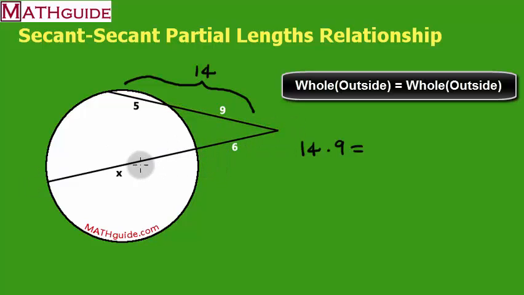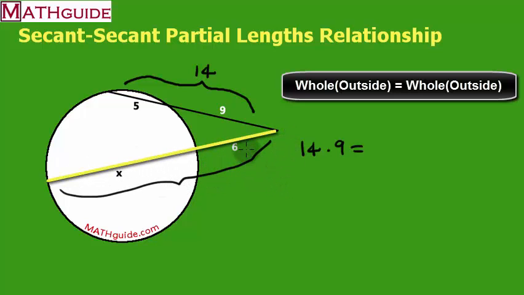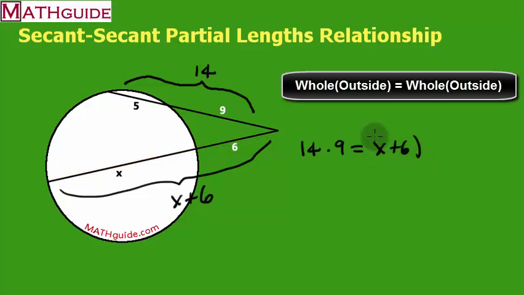Now this one's a little bit harder to see because it's not exactly worked out. Well, let's see, the whole distance is going to be 6 plus x, right? It's x plus the 6. So that is x plus 6. Okay, so that's our whole distance. And we have to multiply that times the outside distance, which is 6.